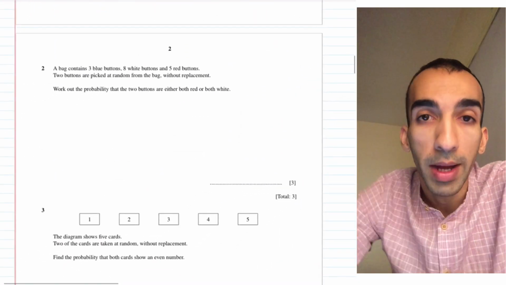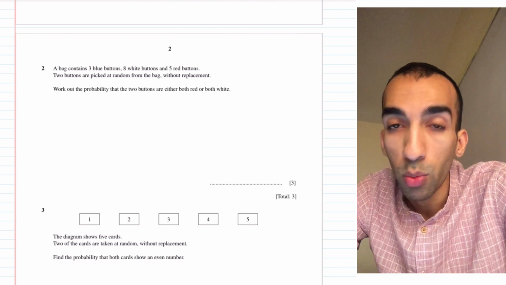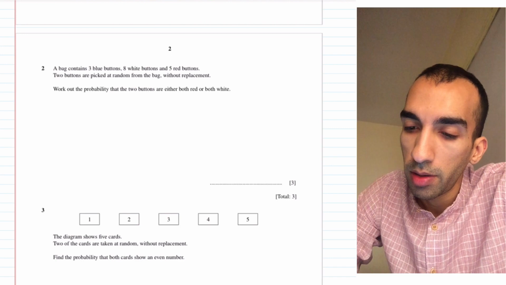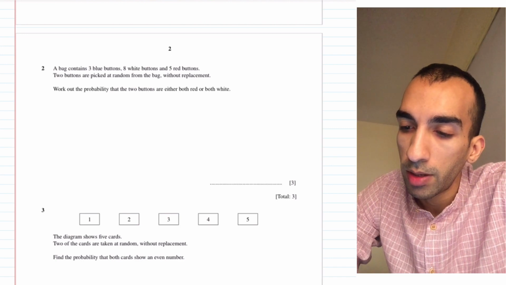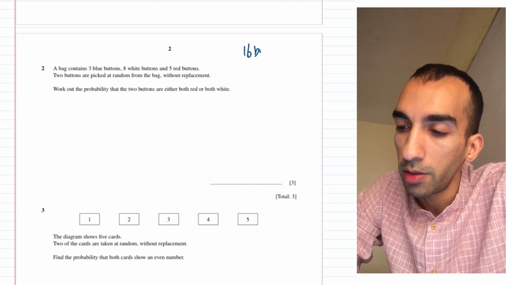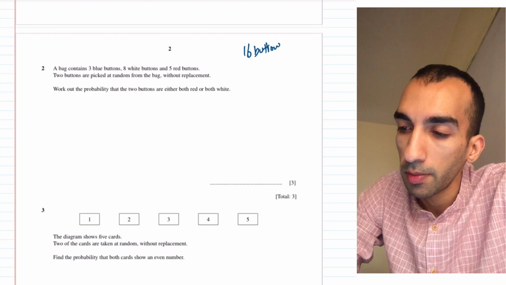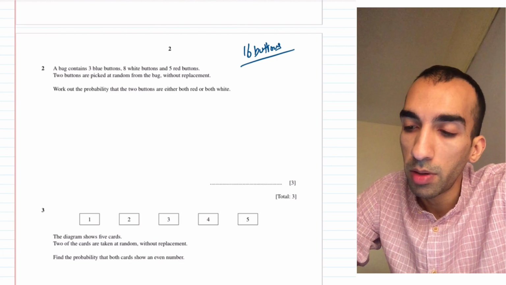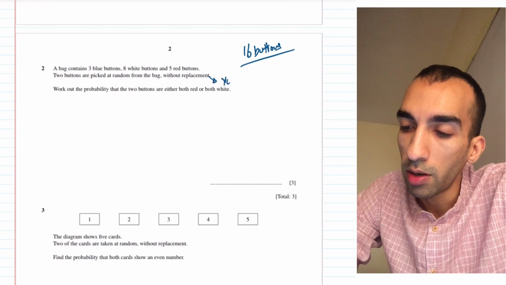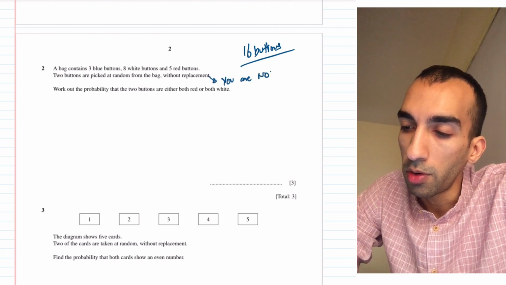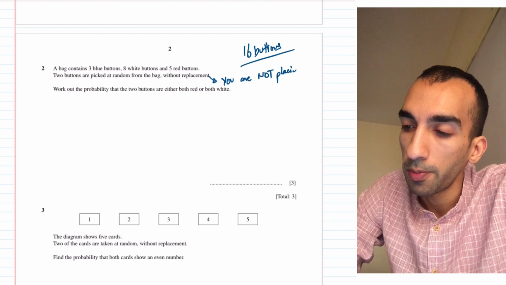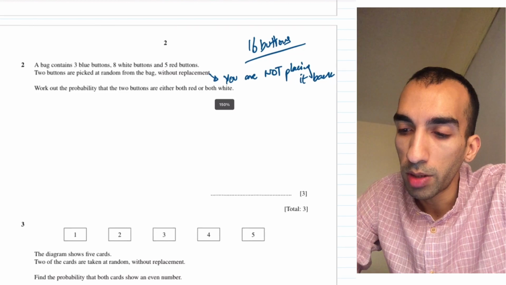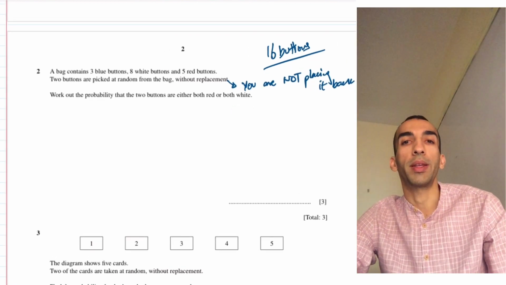Question number 2. A bag contains 3 blue buttons, 8 white buttons, and 7 red buttons. That's a total of how many buttons? 11 plus 5, that's 16 buttons in total. 2 buttons are picked at random from the bag without replacement, means you are not placing it back. Find the probability that the 2 buttons are either both red or both white.